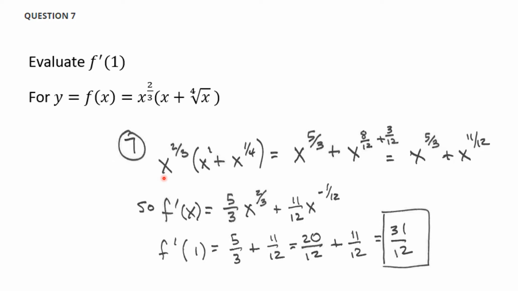So when we distribute this x to the 2/3 across this, we get x to the 5/3 plus x to the 11 over 12. So the derivative then is going to be term by term. This is going to be 5/3 x to the 2/3 plus this is going to be 11 over 12 times x to the minus 1 over 12. Plugging in 1 for x, we're adding 2 fractions, and we will get 31 over 12 as the exact answer.